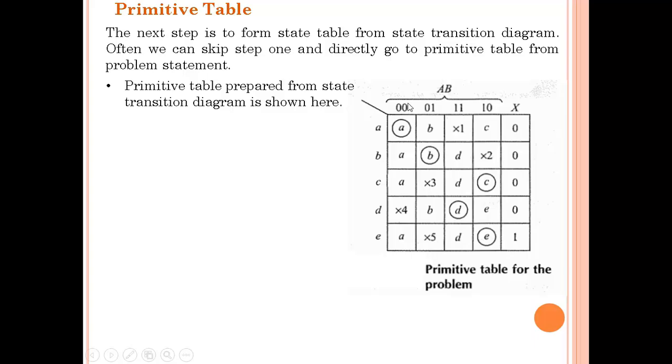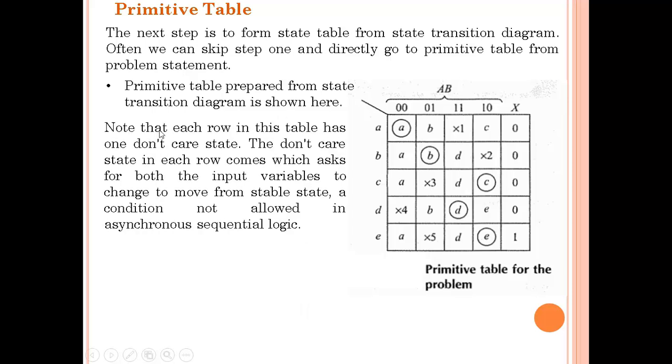Similarly, for B, if it is 0 0, the state will be A. If it is 0 1, it will stay at state B, which is stable. At 1 1, it will go to D, and for 1 0 it is don't care, and the output is 0. Similarly, we have the values for C, D and E for different values of AB: 0 0, 0 1, 1 1 and 1 0.